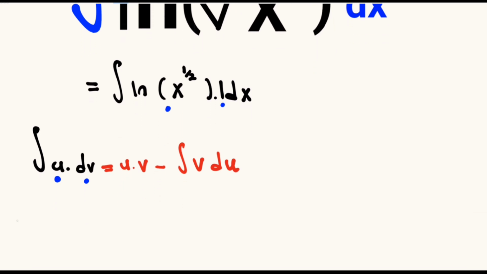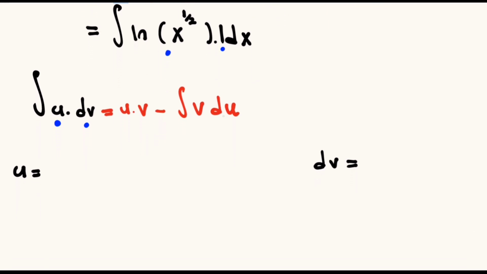The formula for integration by parts has du. So in order for us to get the du, we have to differentiate the u. If 1 was equal to the u, the derivative of that 1 would be equal to 0, and that will nullify our integral. So the 1 cannot be the u. Instead, the u will be equal to the ln of x raised to the power half, and the dv will be equal to 1.